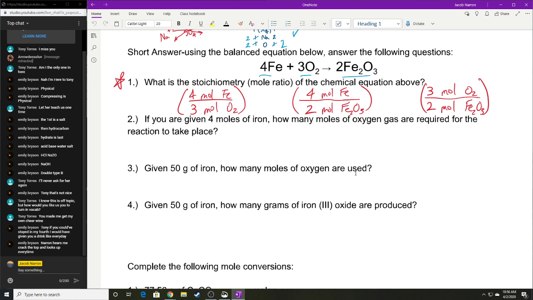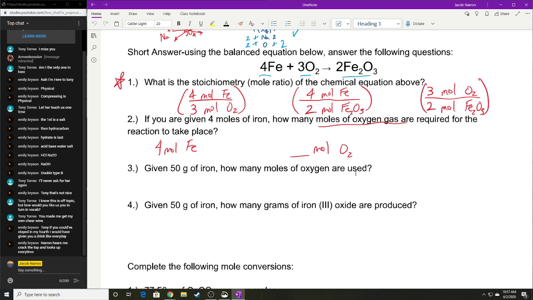Number 2, if you were given 4 moles of iron, all right, pause. They're giving us something. They're starting us with something. So we're starting with 4 moles of iron. How many moles of oxygen gas are required for the reaction to take place? So we're looking for moles of O2. That's what we're looking for. They're giving us a target.